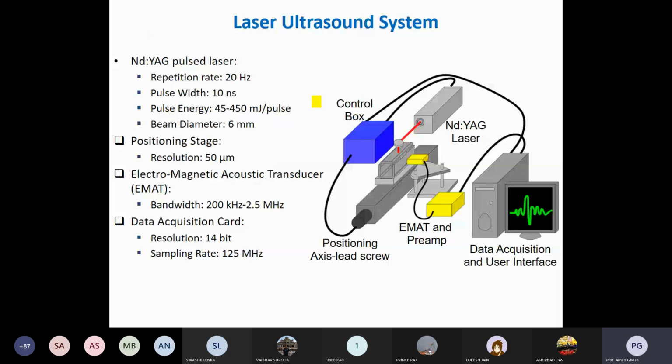Then laser ultrasound system, okay. Then we can go for another one, that is called laser ultrasound system. In case of laser ultrasound system, you can see the diagram, okay. So the diagram is there, okay. So control blocks are there, okay. Laser means it will be pointed out, okay. So different EMAT pump, okay. So different positionings are there, okay.